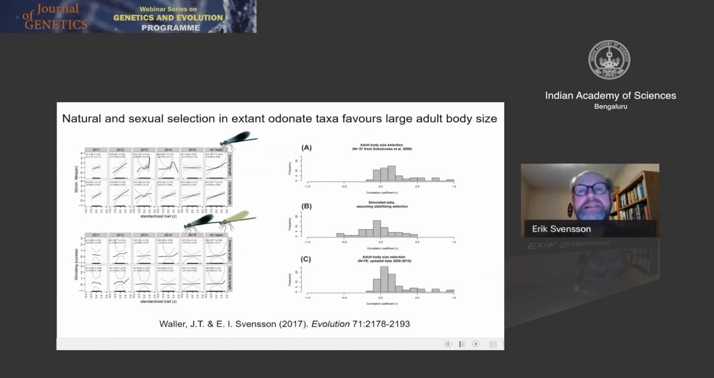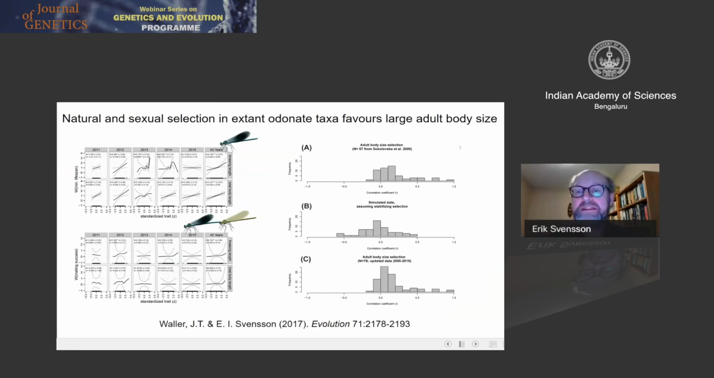So overall, it seems like large adult body size is favored in extant odonate taxa across years. There is a big benefit of being large, and there appears to be no cost in terms of being large, at least in the adult stage. And to the right, you see a meta-analysis, or not formally a meta-analysis, but a literature compilation of how adult fitness components, including male and female survivorship in the field, male mating success, and female fecundity, depend on body size. And the correlation coefficient is skewed towards the right, so there is a positive correlation.